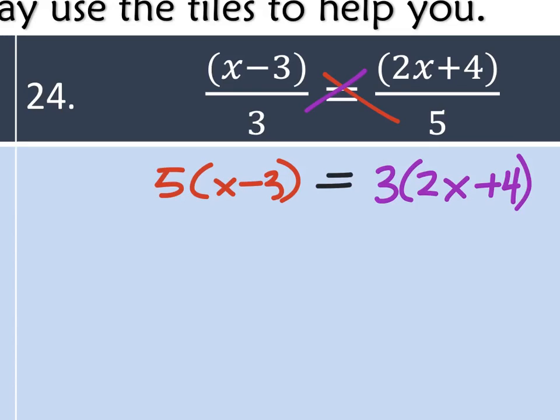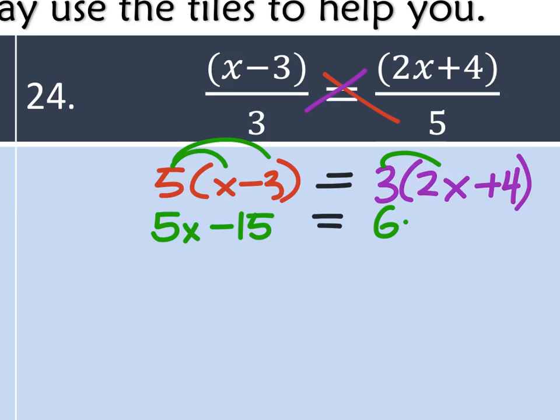Now, you didn't have to do it like this. You could have worked with fractions, but generally speaking, most people prefer to get rid of the fractions because fractions destroy lives, some lives, lots of lives actually. And from here, we're looking to distribute because we've got some parentheses right there. So 5 groups of x is 5x. 5 groups of negative 3 is negative 15. And this will equal the other distribution. 3 groups of 2x is 6x. And 3 groups of 4 is positive 12.